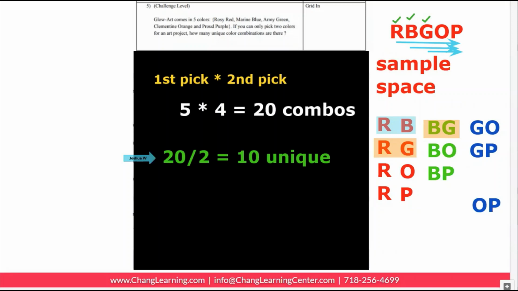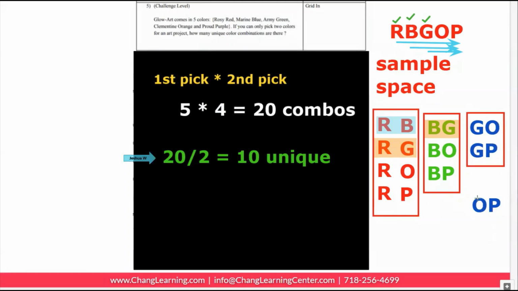Also, if you work with sample spaces, just do it systematically like this, just going to the right, checking off each color as you do all of the combinations, and you won't have the repeats when you generate the list this way.